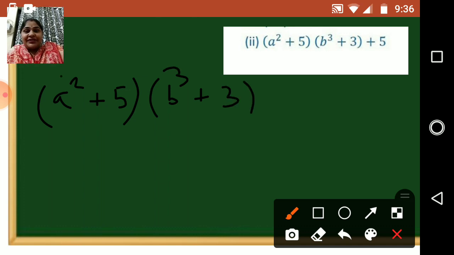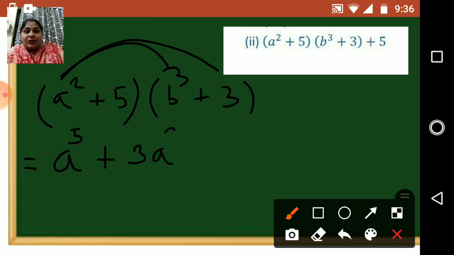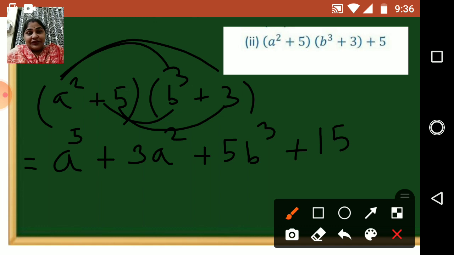So what I am going to do is a square multiplied by b cube is nothing but a raised to 5. Again a square multiplied by 3 will be 3a square. Next is 5 multiplied by b cube, which will be plus 5b cube, and 5 multiplied by 3 is nothing but 15, 5 3s are 15. So here I have solved my first expression, that is multiplication of a binomial to binomial.